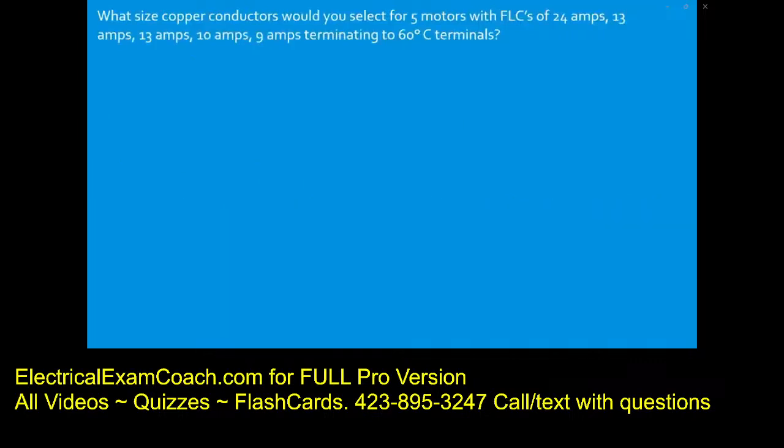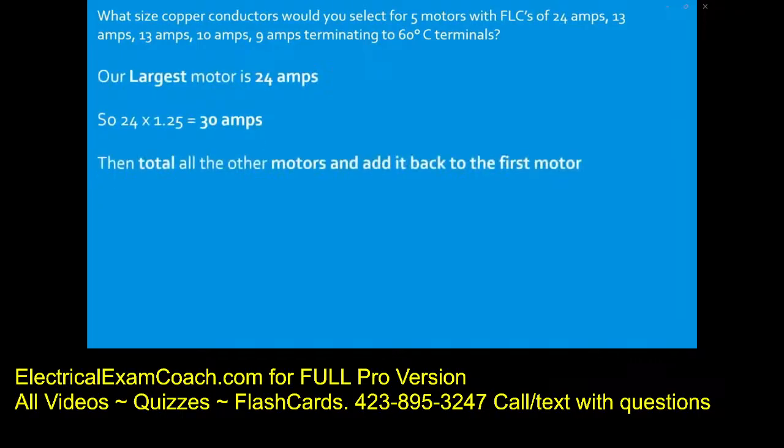All right, so the first thing that we do is select our largest motor. And in this case, it's the 24 amp motor. So we take the largest motor and multiply it by 125%. That gives us 30 amps. Now all we have to do is total the sum of all the other motors and then add it back to the first motor. So we take the rest of the motors and get that total. In this case, it's 45. Now here's where we have to be careful to add back that first motor. So we take the 45, the sum of the other motors, add back the first motor, and that's going to give us 75 amps.